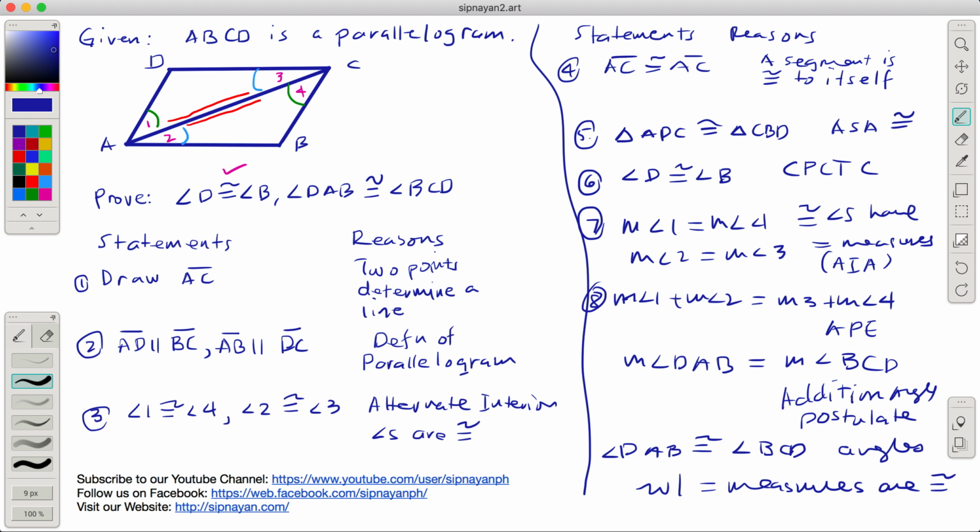Remember, ito yung gusto natin i-prove. Okay, so yan yung ating proof that the opposite angles of a parallelogram are congruent. Sana may natutunan kayo, no?